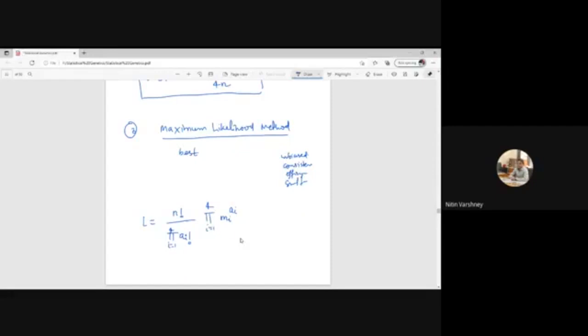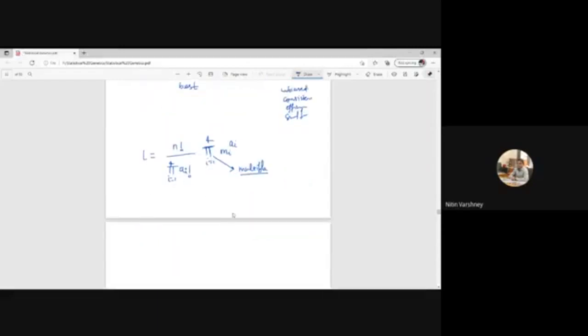Okay, so what is this sign? Product, multiplication. So this means it will be like n factorial upon a1 factorial into a2 factorial, a3 factorial, a4 factorial, into m1 to the power a1, m2 to the power a2, m3 to the power a3, likewise m4 to the power a4.